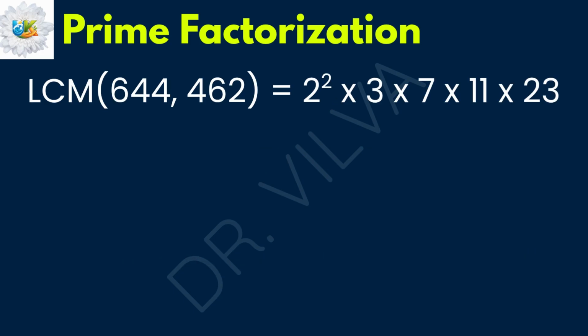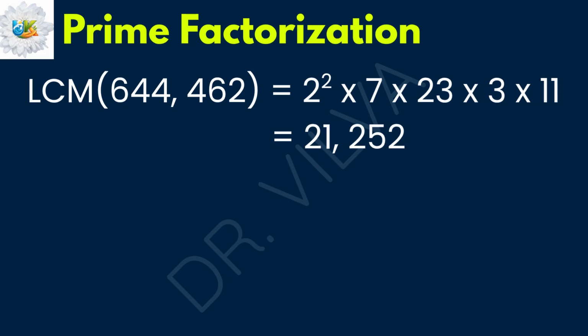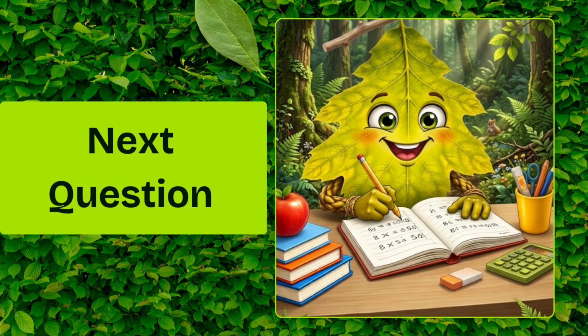Therefore, LCM of 644 and 462 is 2 power 2 times 3 times 7 times 11 times 23, which is 21,252. Therefore, the final answer, the smallest number divisible by both 644 and 462 is 21,252. Let us move on to our next question.